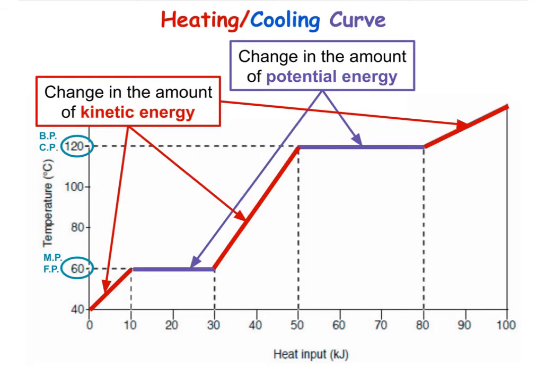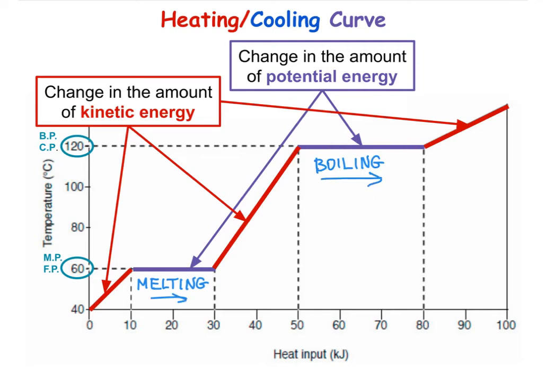To recap, a heating curve shows us what is happening to the temperature of the substance as we increase the amount of energy in it. The red segments of the graph show us the increase in temperature of the solid, liquid, and gaseous states of the substance. The purple segments show us the increase in the amount of potential energy of the substance as the change of physical state occurs. Over here, that would be melting, and over here, that would be boiling.